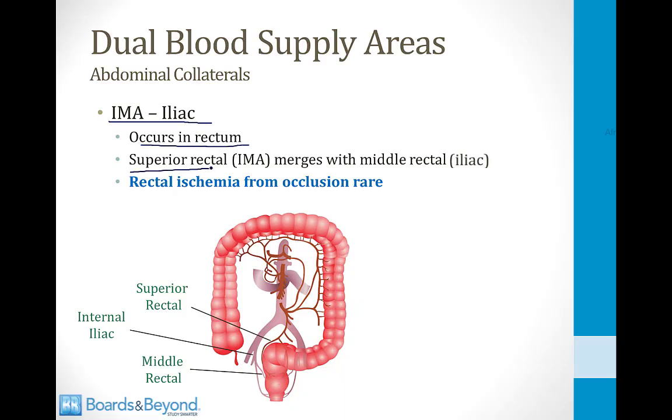The superior rectal artery, which is a branch of the inferior mesenteric artery, merges with the middle rectal artery, which is a branch of the iliac artery. I've shown that in this drawing on the screen. This is the common iliac, and it gives off the internal iliac, which branches to give off the middle rectal and supply blood to the rectum. Also supplying blood to the rectum is the superior rectal artery, which comes from the inferior mesenteric artery. Thus, the rectum has a dual blood supply, and rectal ischemia from occlusion of a vessel is rare.